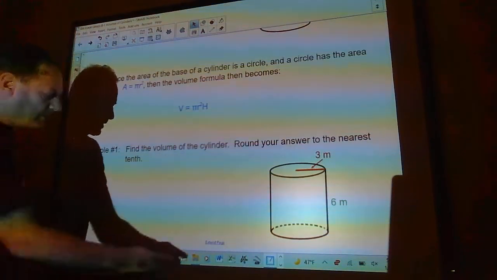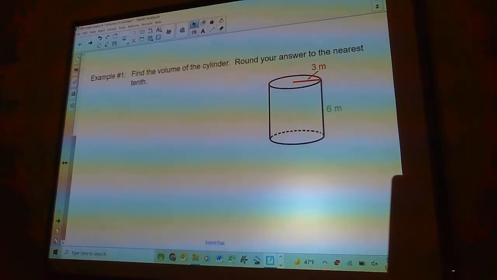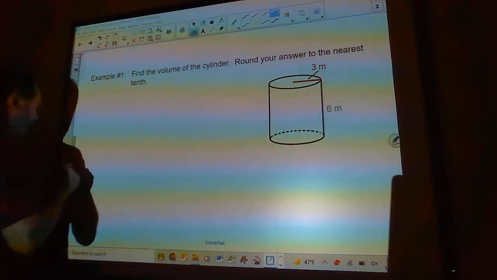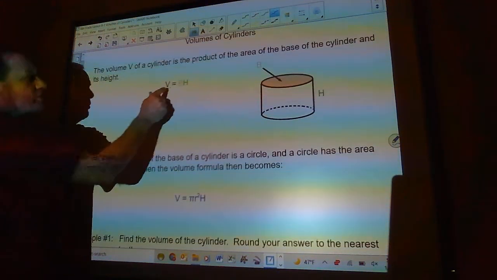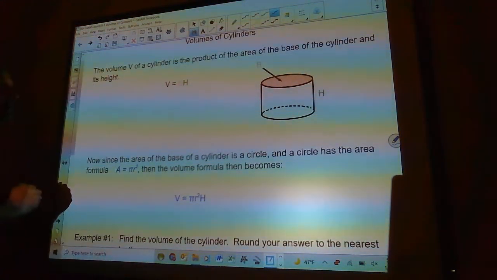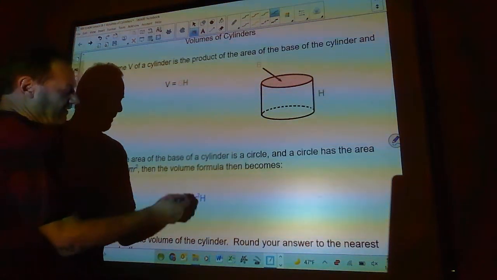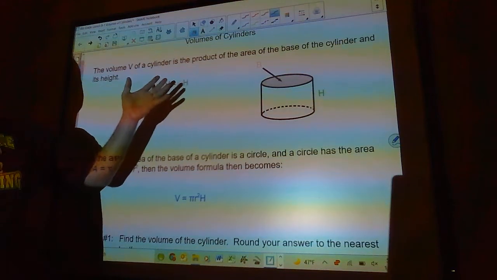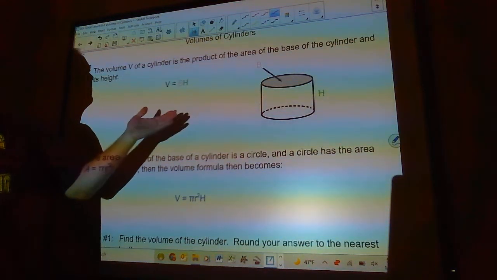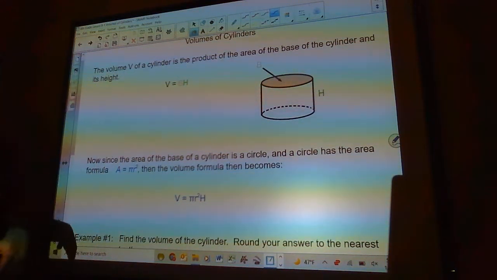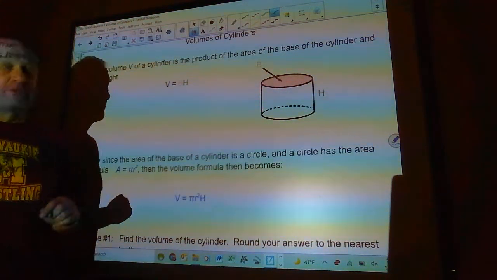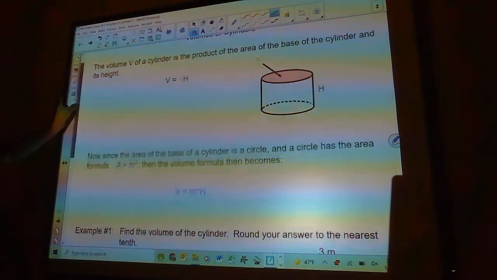And so, what we're going to do here is look at this example. Find the volume of the cylinder, round your answer to the nearest tenth. Okay, so it's not a bad idea. By the way, this is called a general volume form, and this is a specific volume form. Because this will work for lots of different things. It'll work for all kinds of prisms, a rectangular box, and a triangular prism, and a pentagonal prism, and all that kind of stuff. But this works specifically only for cylinders, okay?